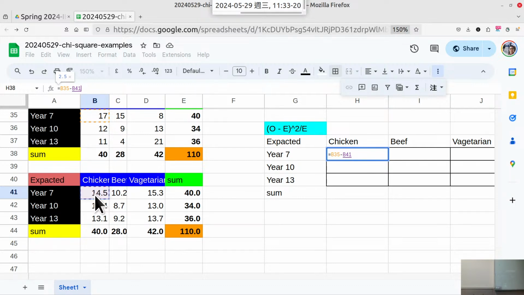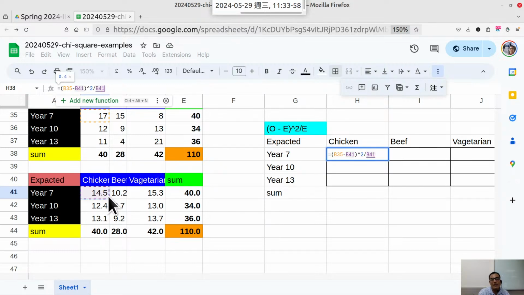You don't need to type the 14.5. You just click the cell and the function will calculate automatically. Get it? Then have a parenthesis in the front and in the back, and an exponent 2, then slash means division by expectation.